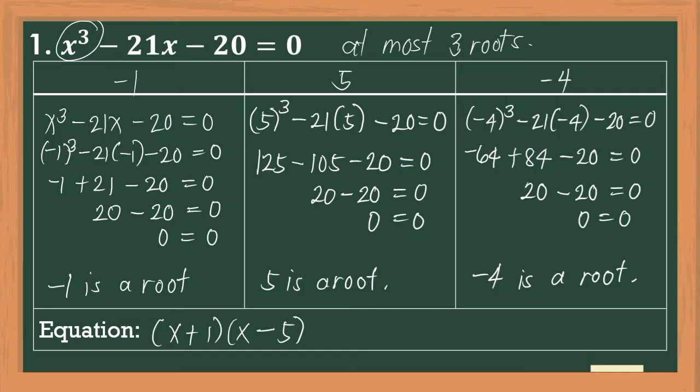Kasi kapag kinuha natin yung root na x plus 1 is equal to 0, babalik rin lang natin yung sign ng positive 1, kaya negative 1. Yung negative 5 naman, x minus 5, negative 5, magiging positive 5. And then, x minus 4, or x minus negative 4 will become x plus 4 equals 0. Ibig sabihin, yung ating equation na x cubed minus 21x minus 20 is equal to 0, equal lang po siya dito. So, the quantity of x plus 1 times x minus 5 times x plus 4 is equal to 0. So, again, yung ating given equation, yung roots niya are negative 1, 5, and negative 4.